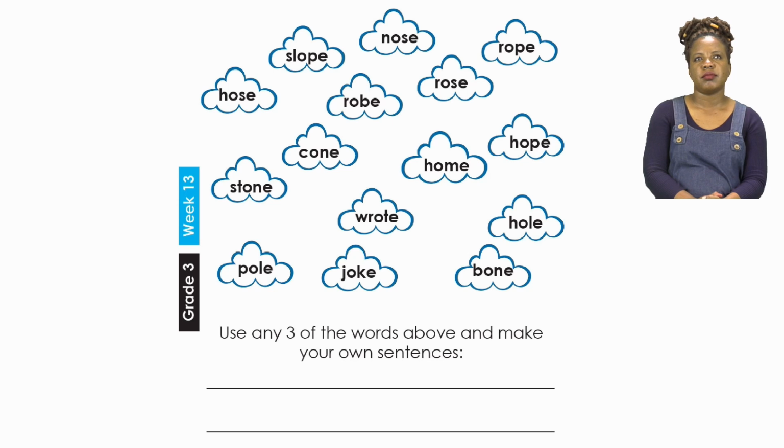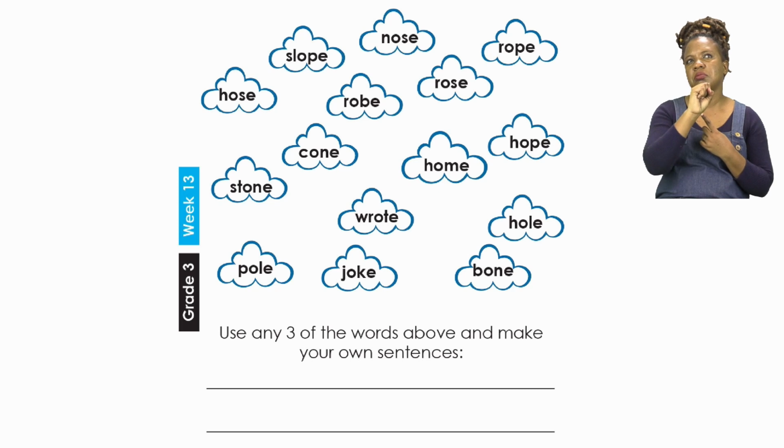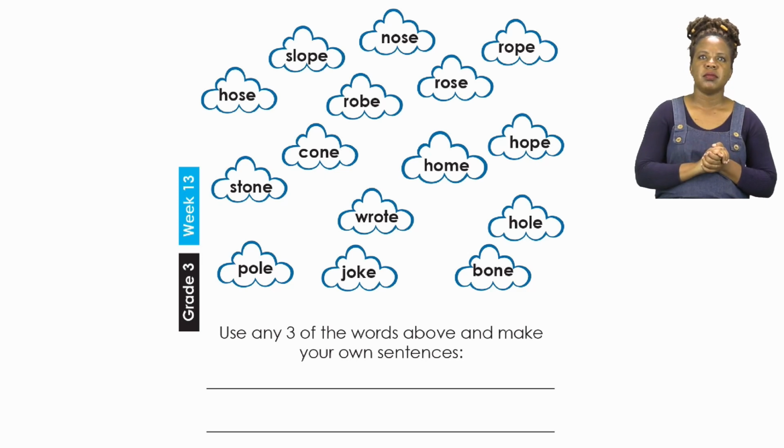We'll start with the cloud that says slope, nose, rope, hose, robe, rose, corn, home, hope, stone, wrote, whole, bone, joke, pole. So these are our words.